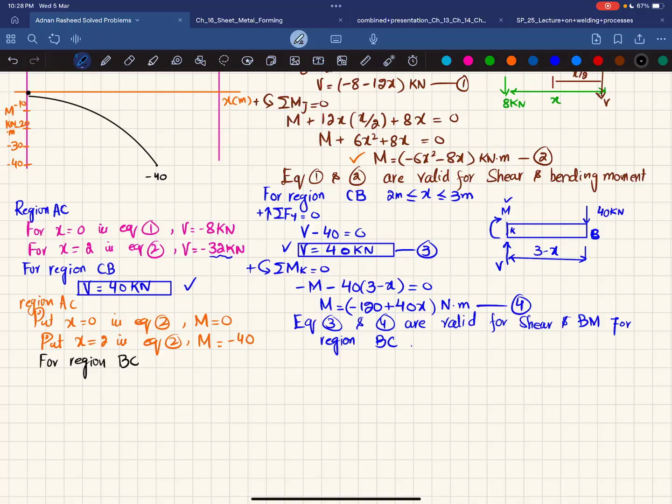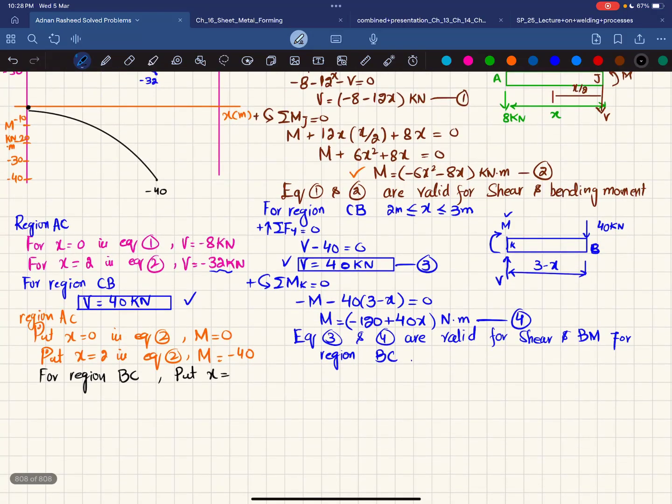BC. So you can see the moment equation, put X is equal to how much? It is equal to 3. And again, put the value of X is equal to 2. So you can see this is 40 into 2 is 80, minus 120 will give you minus 40, which is exactly the same at this point.